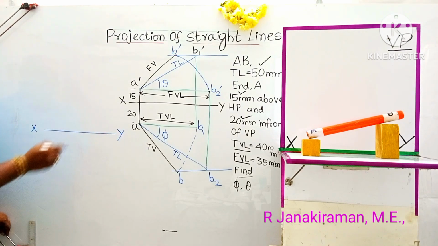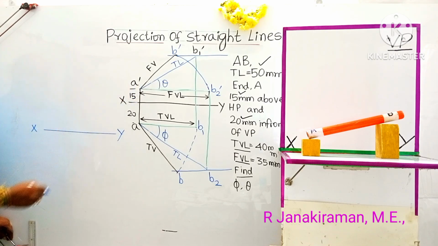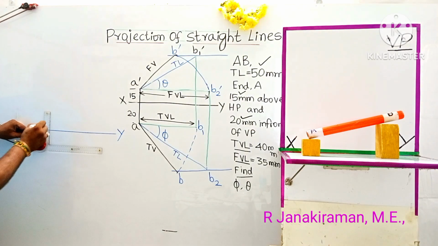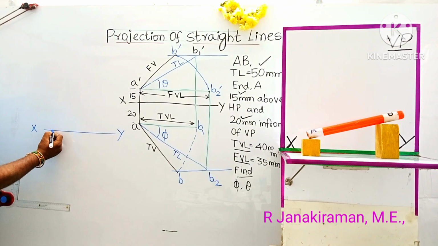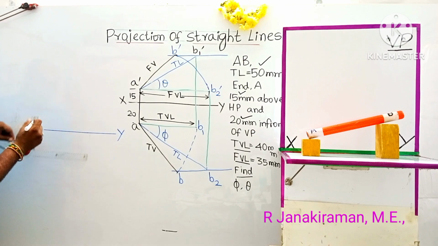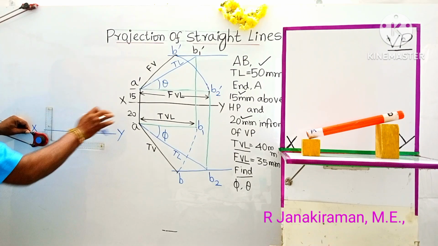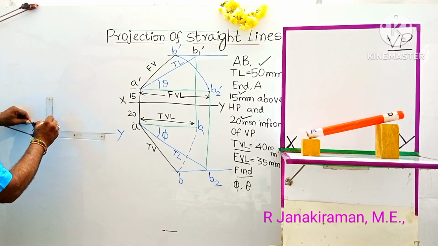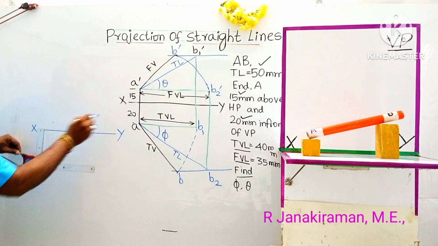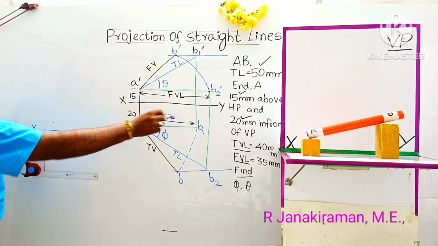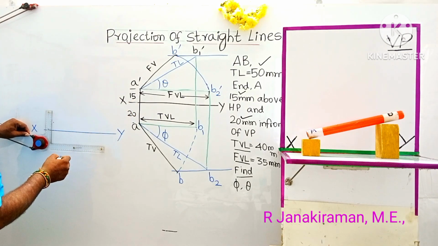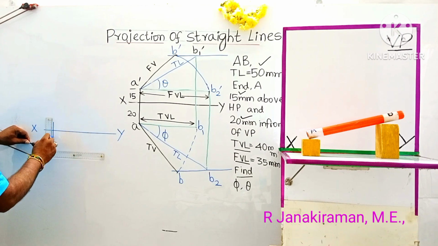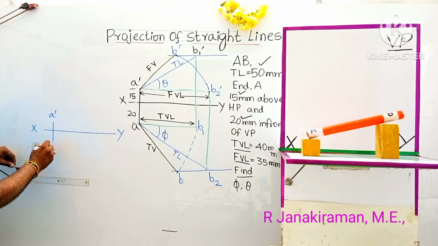Okay. Now I am going to locate this point A dash, 15 mm above HP. 15 mm means 1.5 centimeter. Using the long vertical scale, locate a point. Take any point on the XY line, and with this as reference, mark a vertical height of 15 mm. And 20 mm in front of VP is the location of point A. 20 mm means 2 centimeter, and that comes below the XY line. So join A dash and A. This will be A dash, this will be A.